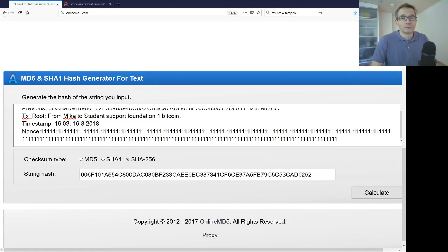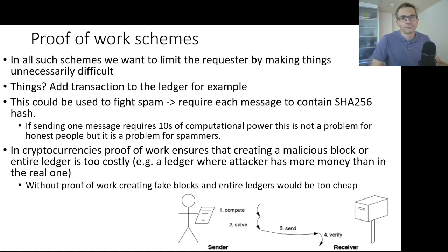And so the Bitcoin actually uses a lot of energy simply to search for these nonces that are needed in the proof of work scheme. Okay, let's take a look at the proof of work schemes more generally. The basic idea in all such schemes is that we want to limit the requester by making things unnecessarily difficult. Things, I mean, what things, you might ask? Well, for example, adding transactions to the ledger.